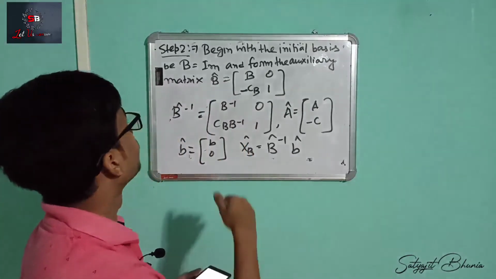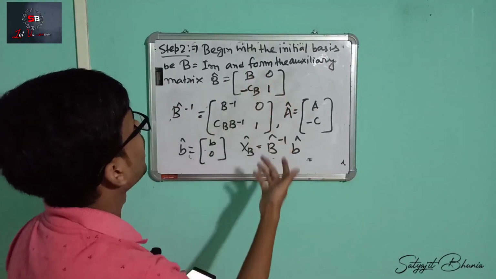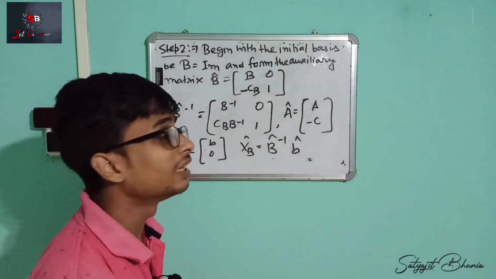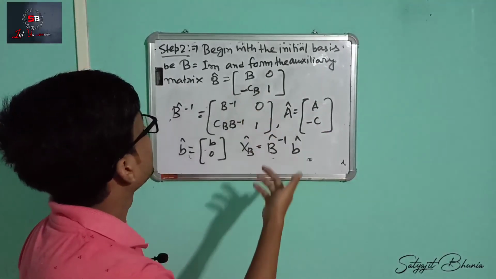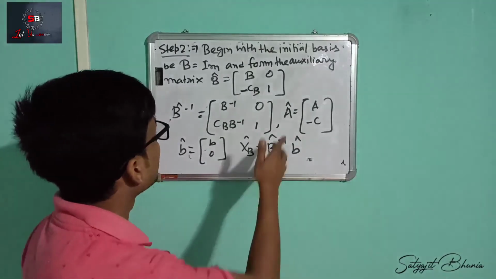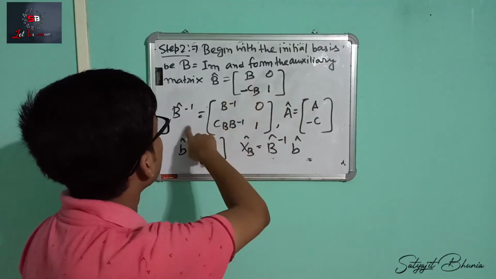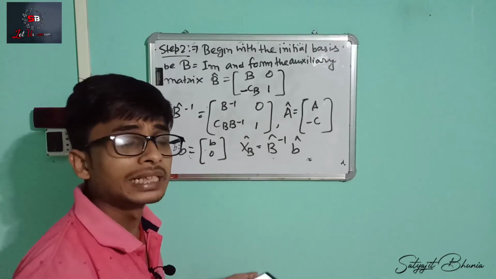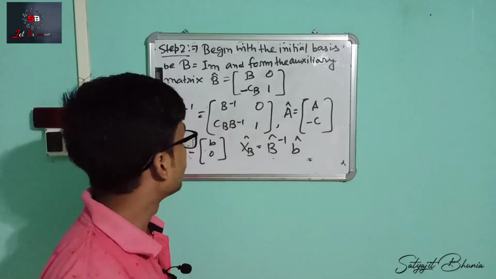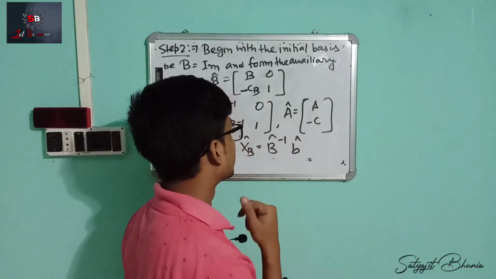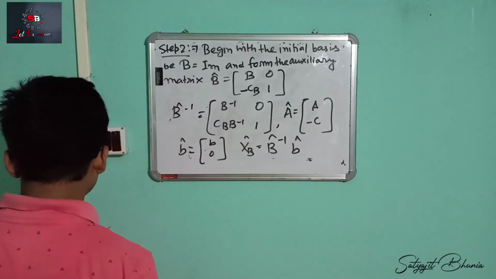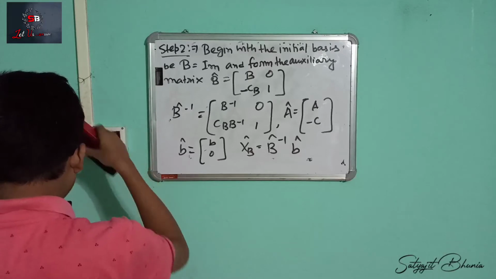Okay, we will start from the initial basis, capital B is equal to I_m, and we will form the auxiliary matrix B cap like this. Then from this we will form B cap inverse, then A cap, small b cap, and X_B cap like this. Now we will quickly move on to step 3.